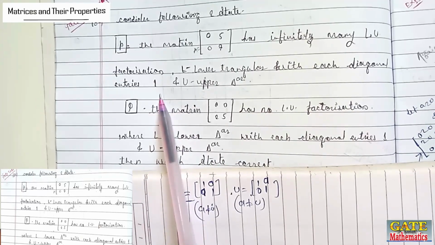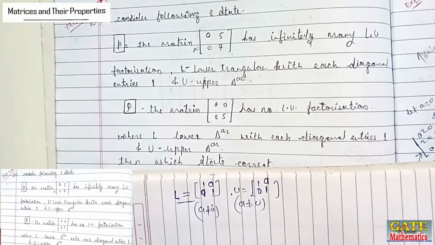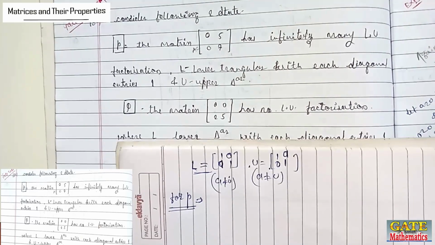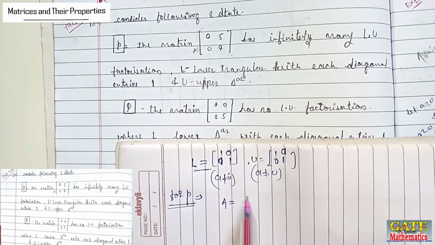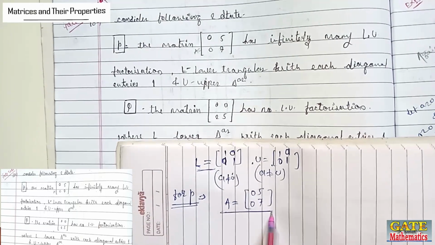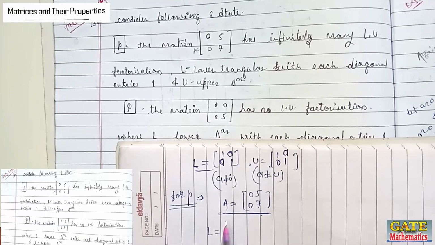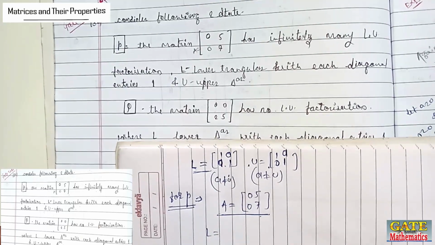Then we have to find out which one of the statements is correct: statement P is correct, or Q is correct, or both are correct, or both are false. Now let's find out. We first find the lower and upper triangular matrices, and then we'll move on to statements P and Q. In statement P, let's consider a matrix A equal to 0, 5, 0, 7. This is the matrix given in our question.